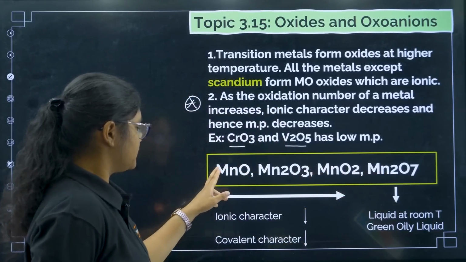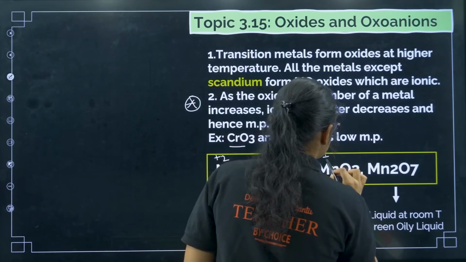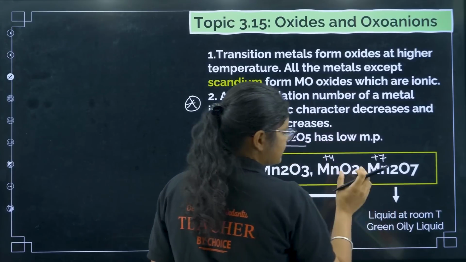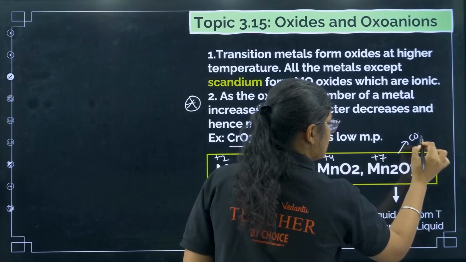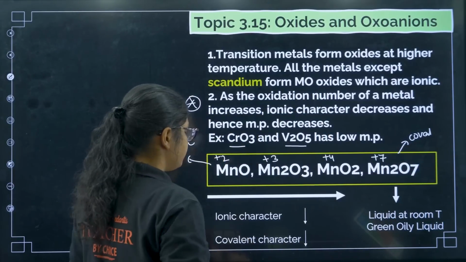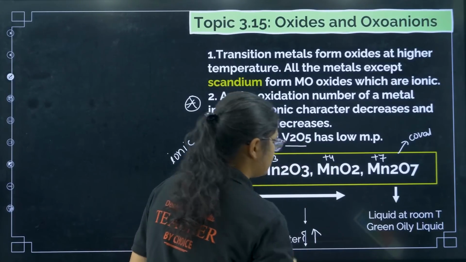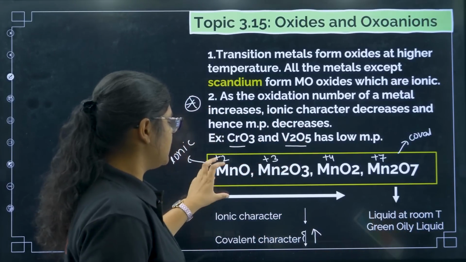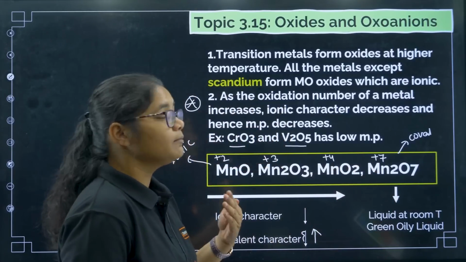Next, here we have the oxides of manganese: MnO, Mn2O3, MnO2 and Mn2O7. You can see that here the oxidation state is +2, here it is +3, here it is +4 and here it is +7, right? Now as you see, here the compound is more covalent, and here it is ionic. So along the period the ionic character will decrease and the covalent character will increase. You can also see that one is liquid at room temperature. Generally it will be in the form of solid, and as we move the compounds will become covalent and they will become liquid.